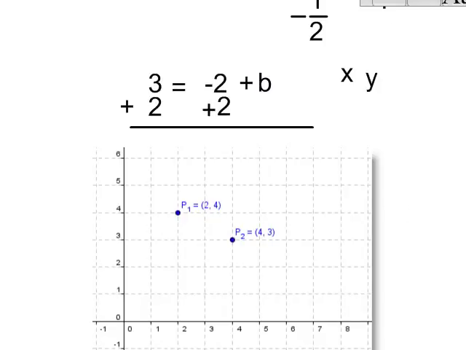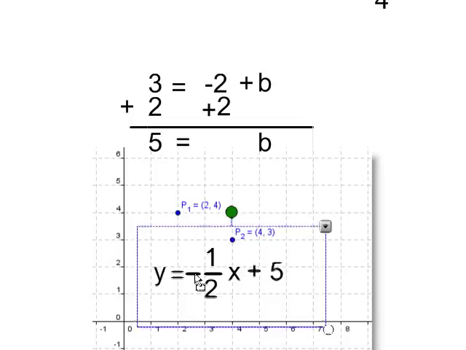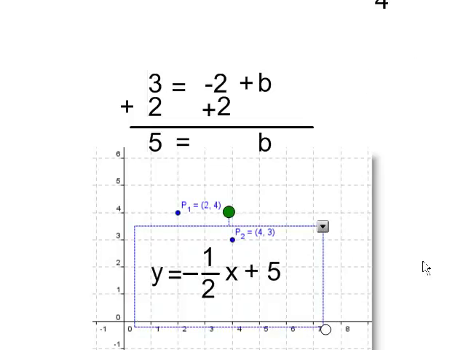to both sides, and voila, just like that, I have found out what I already knew graphically, but can now do algebraically, that b is equal to 5. Y equals -1/2 x plus 5.